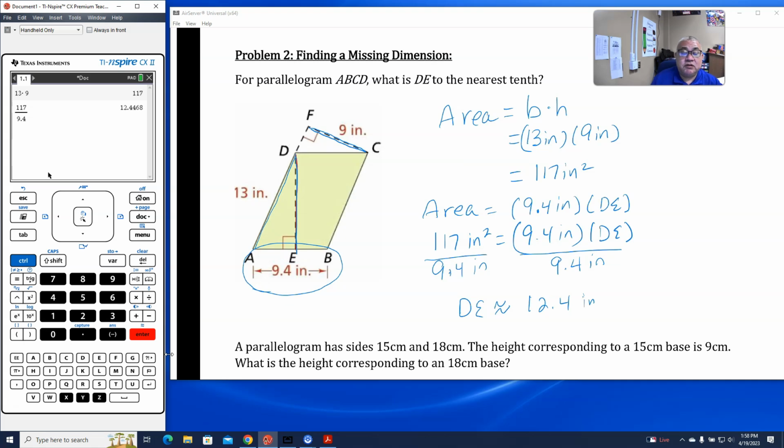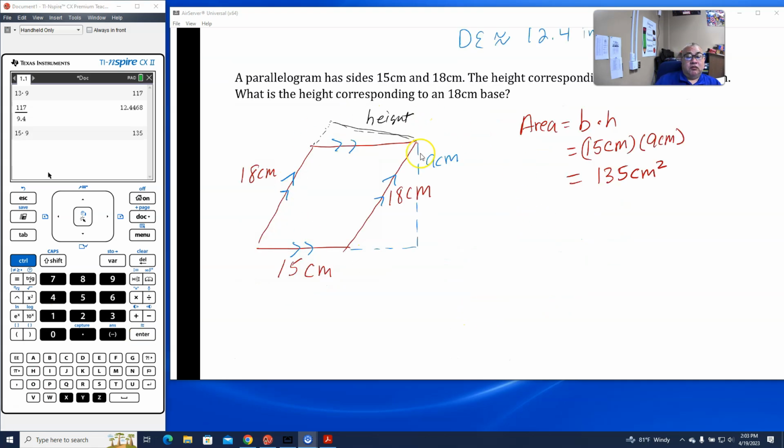Okay, I want you to pause the video and try to do the next one on your own. So here's my parallelogram. It has 15 centimeters on this side, 18 centimeters on this side, and I'm going to use this 9 centimeters for the base. For the base, it has 15 centimeters, so it's going to be 9 times 15 centimeters, which gives me 135 centimeters. I'm going to use this again to figure out this height.